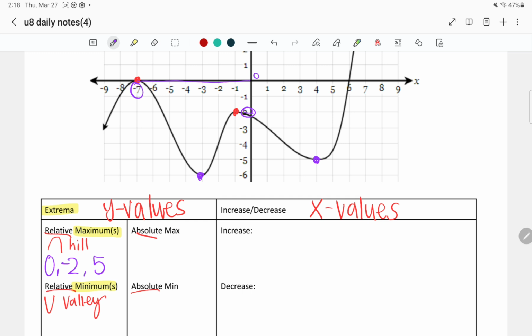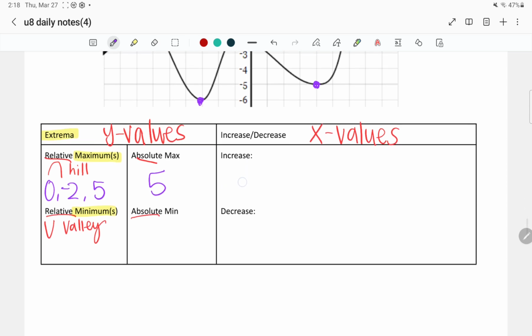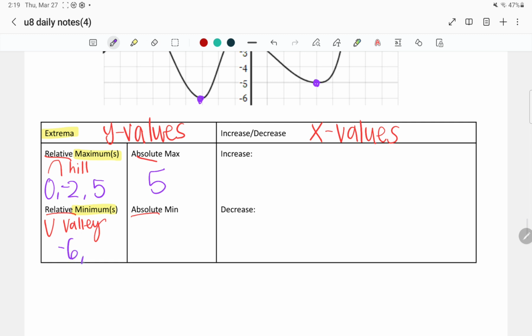Now Delta Math is going to want the absolute max, which is going to be the tallest. So I'm looking at my numbers and I'm like, oh, 5 is the biggest. That's what I would put in Delta Math. Okay. Your valleys are -6 and -5, and your absolute min is going to be the smallest min, which is -6. Okay. So I think that's on the newer side, but that's not anything too crazy.